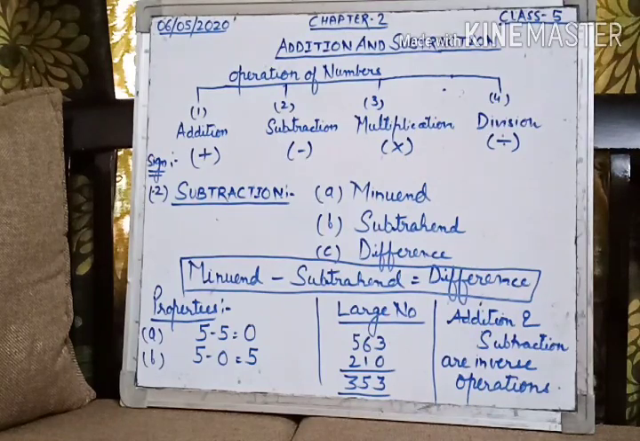Then when we are subtracting, we get some answer. That answer is called the difference. In addition, we have learned that two numbers are called addends, and when we add two addends, we get the sum. But in subtraction, when we subtract the subtrahend from the minuend, we get the difference. Now let's talk about the properties of subtraction.